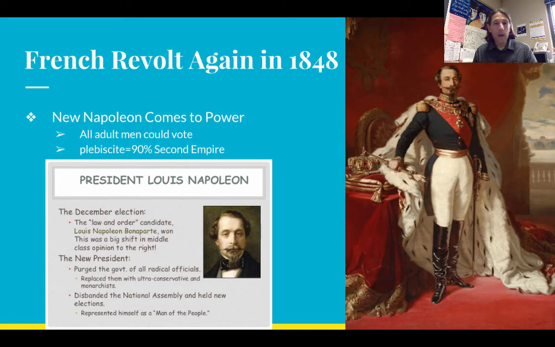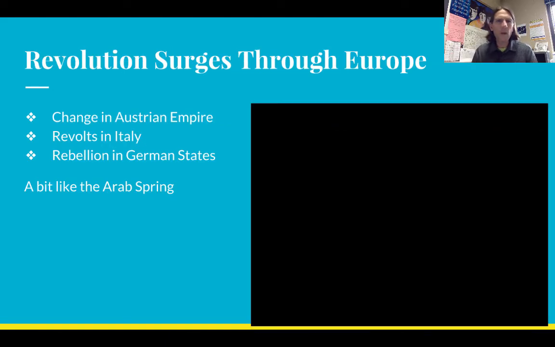Not that you need to know that, but there's a huge increase in the number of people who are going to vote. And then when he has the plebiscite, all of these new voters are probably going to vote for him because he gave them the right to vote. So anyway, France gets all crazy. They get back to where they started in the first place. That's kind of the theme here.